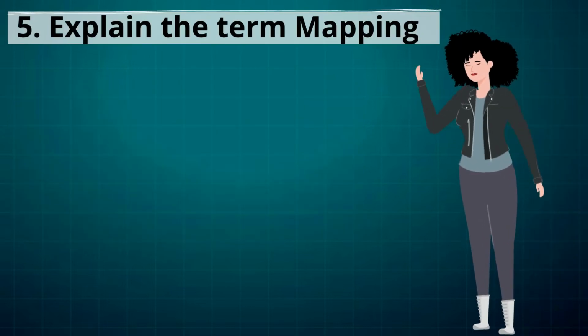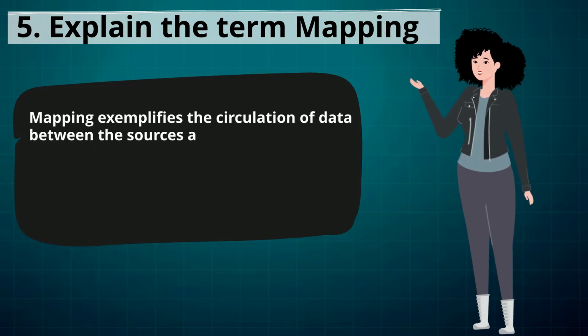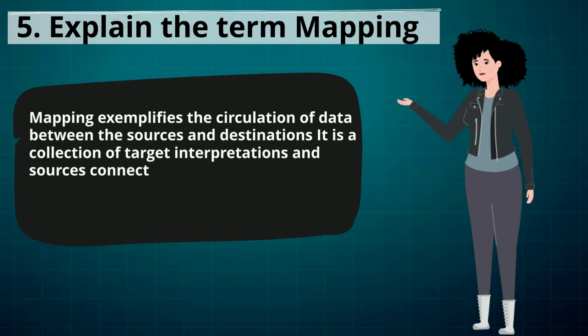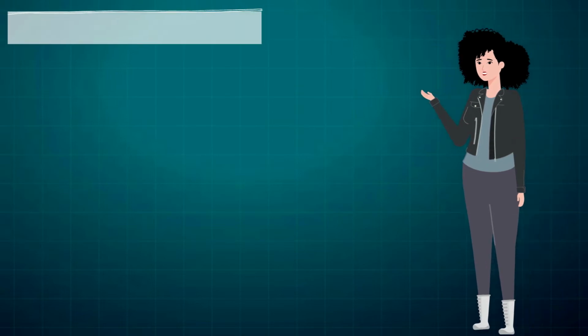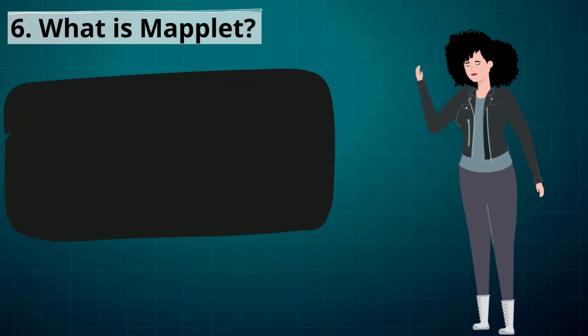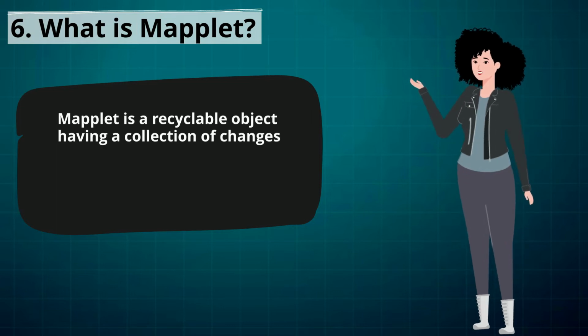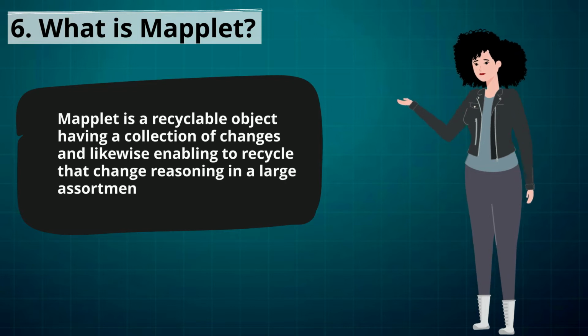5. Explain the term mapping. Mapping represents the flow of data between the sources and destinations. It is a collection of target definitions and sources connected through transformation objects that mark the data's transformation rules. 6. What is Mapplet? Mapplet is a reusable object having a collection of transformations and also enabling to reuse that transformation logic in a large assortment of mappings.